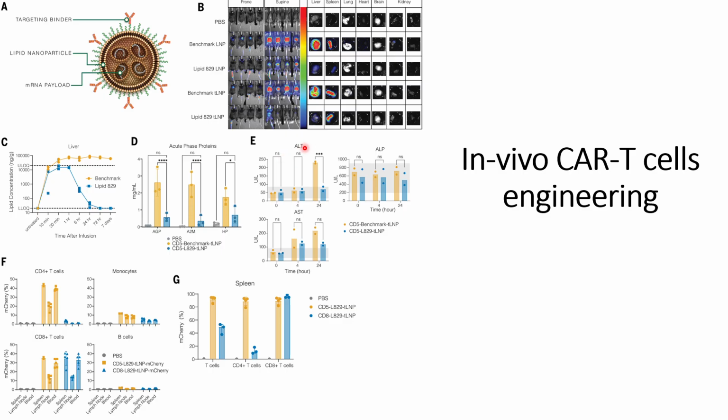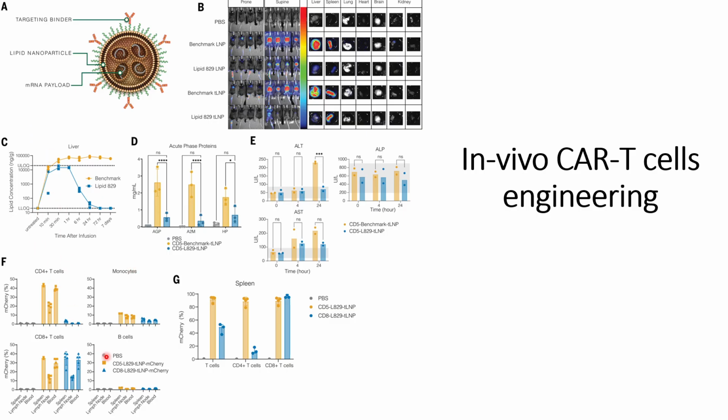And they have seen similar results in the monkey, where the signals for the benchmark acute phase proteins are high compared to the case where they use their optimized CD5 L829 targeted lipid nanoparticles. In that case, they injected the mRNA of the luciferase protein, so they can clearly see the signals. And in panel B also, they use luciferase as the mRNA payload.